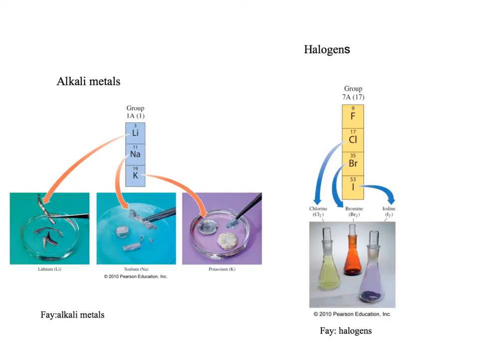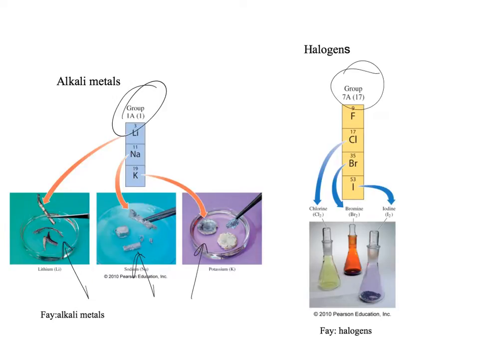Here are some examples of the alkali metals. Remember that group 1A, the first column on the periodic table, lithium, sodium, potassium. What I'm showing you here in these petri dishes, they've got water in them. And all three of these metals, they're in the same column on the periodic table. They have very similar properties. They are very reactive with water. And so that's what this is supposed to depict here in the petri dish.